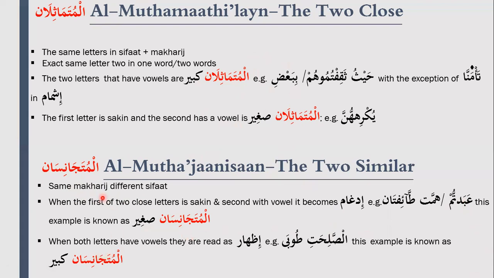If both of the letters that share the same articulation point have a vowel on them, they are read with idhar, which means apparent. For example, the letter ta and the letter ta share the same makharij, but because they both come with a vowel, they are known as al-mutajanisan kabir: as-solihati tuba. Here is al-mutajanisan kabir, and as I said, it's because of the voweling on the two letters.